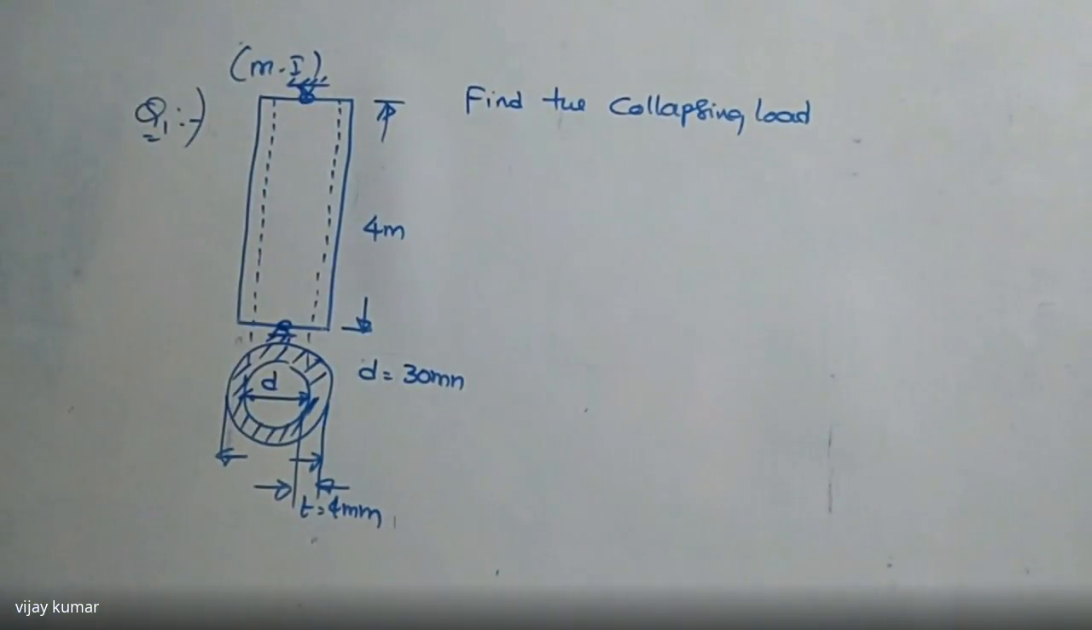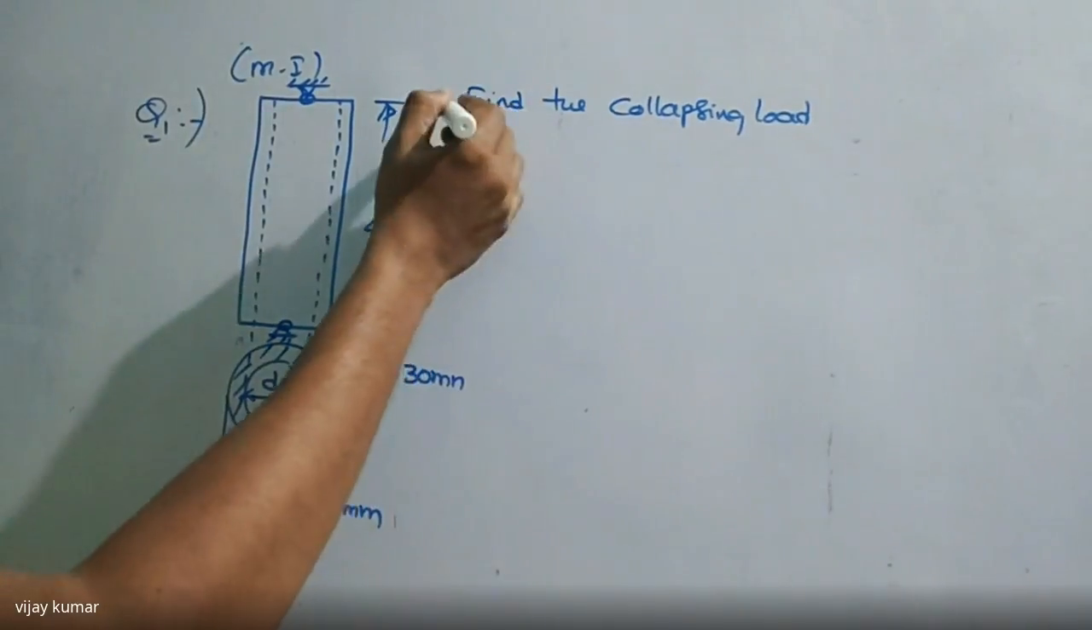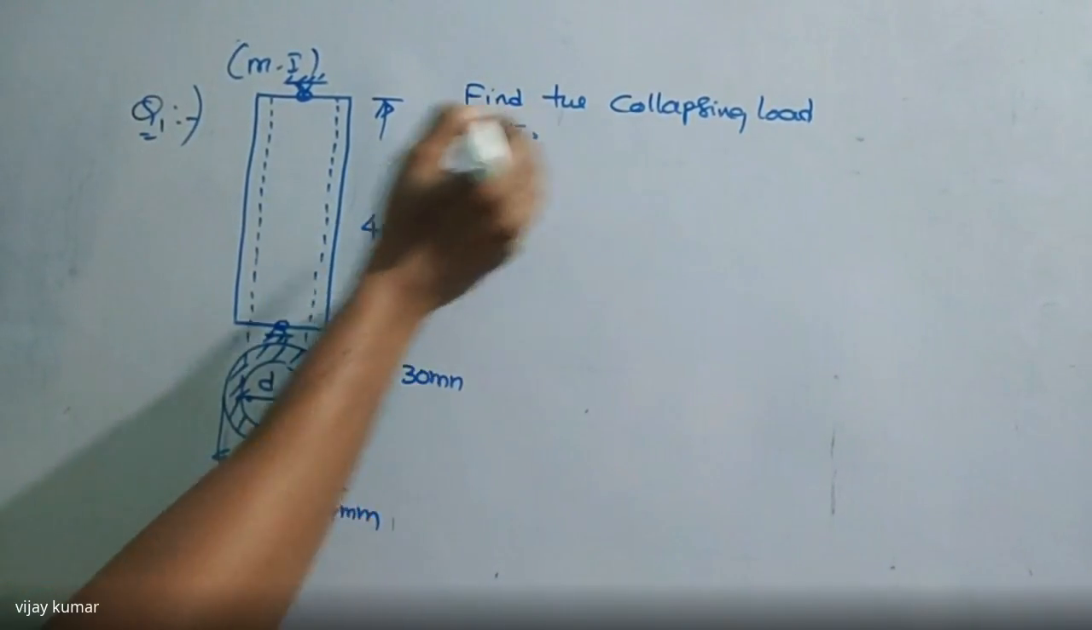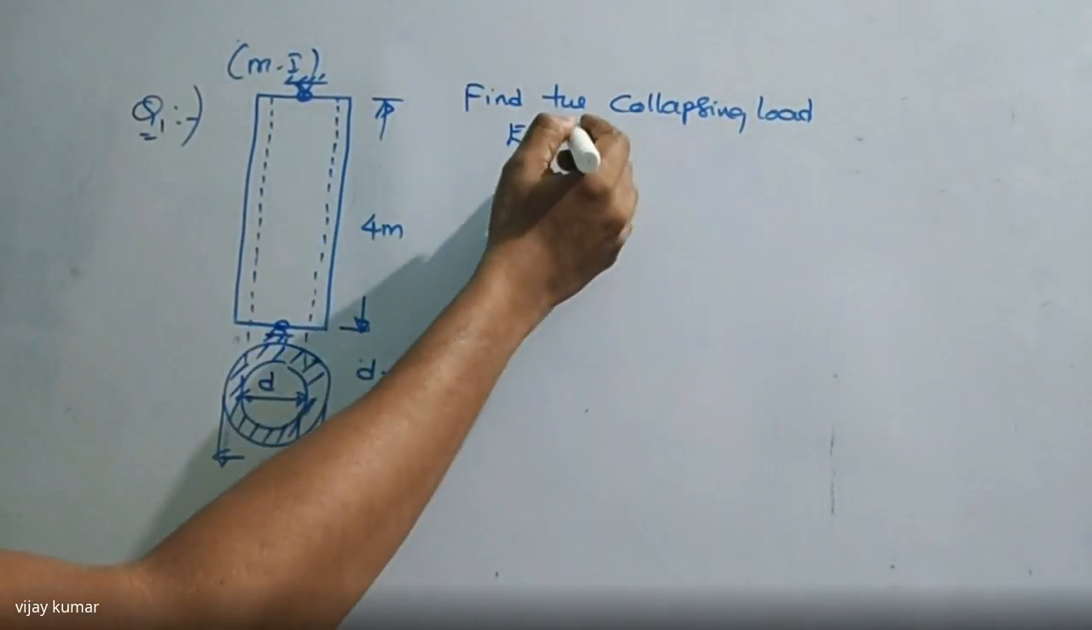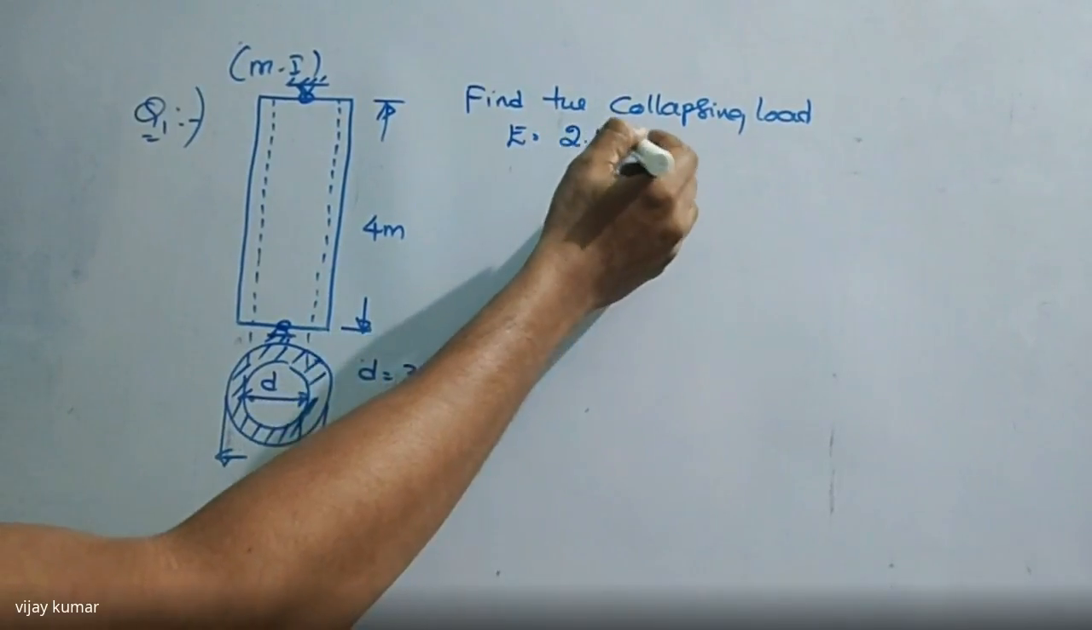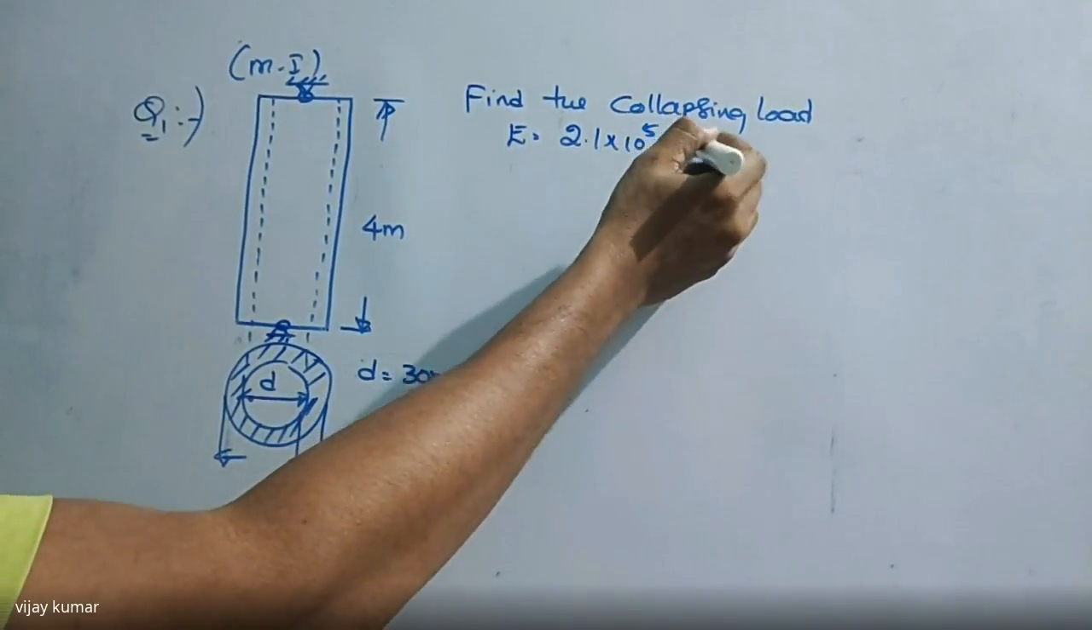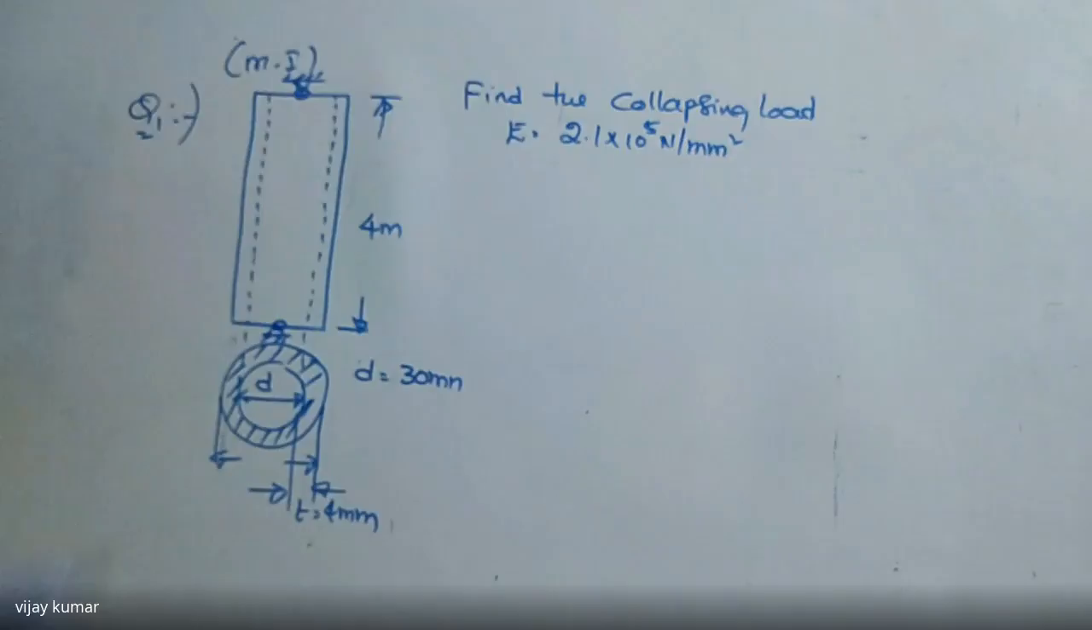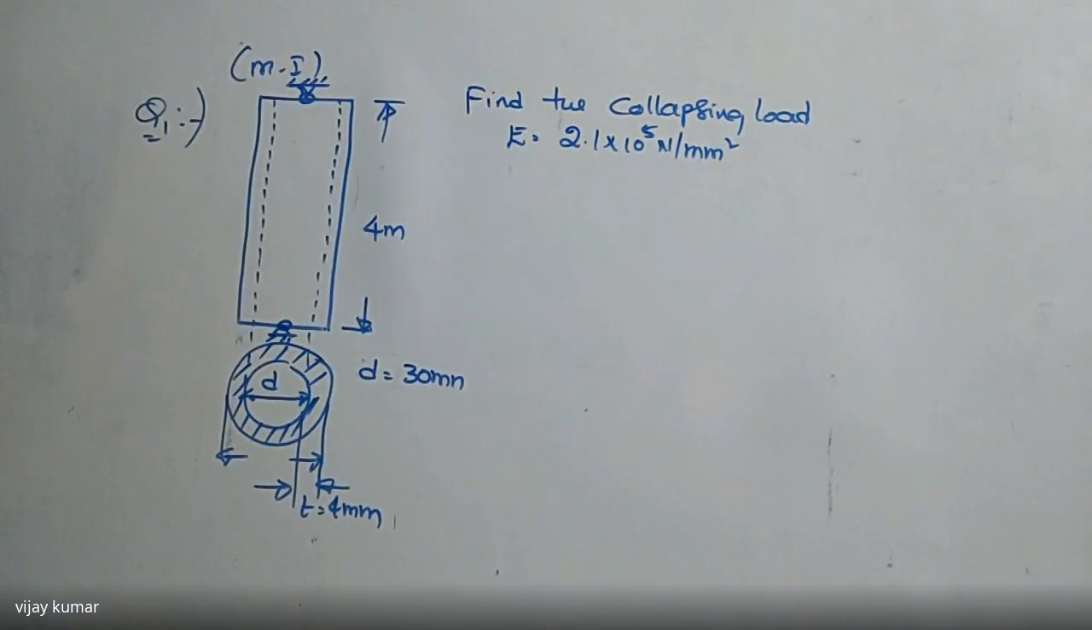Find the collapsing load. Take E for mild steel, all of you know that. 2.1 into 10 to the power of 5 Newton per mm square is given here. Generally, we take 2 into 10 to the power of 5 Newton per mm square for mild steel. That is for Young's modulus. Now, how to calculate the crippling load, or critical load, or collapsing load here?